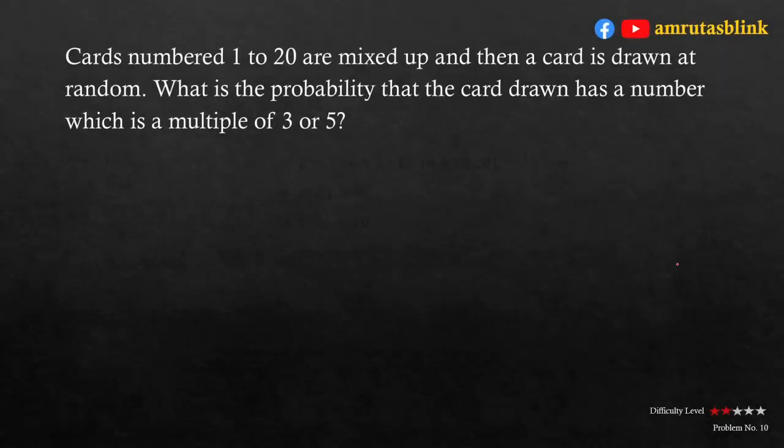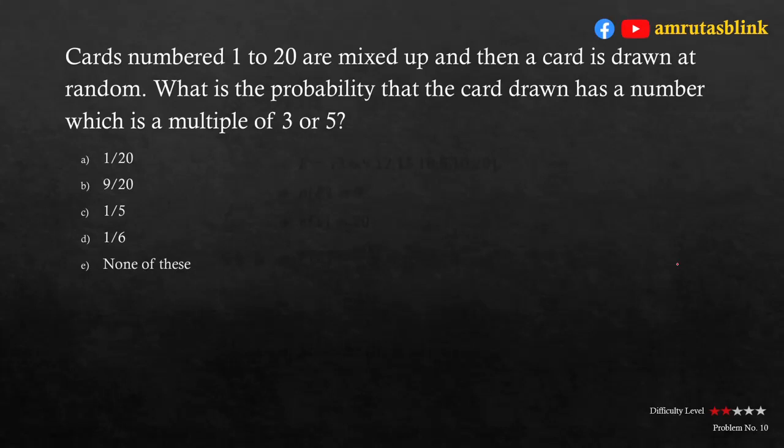Let's move to the last problem of the video, problem number 10. Cards numbered 1 to 20 are mixed up and then a card is drawn at random. What is the probability that the card drawn has a number which is a multiple of 3 or 5? The options are 1 by 20, 9 by 20, 1 by 5, 1 by 6 and none of these. Now, cards numbered from 1 to 20 are mixed up. So, n of S will be equal to 20.